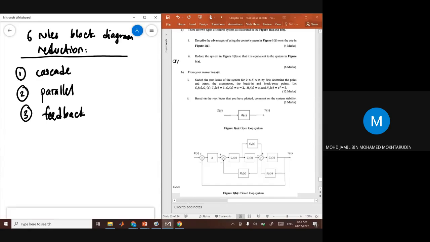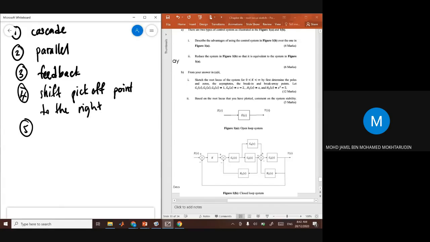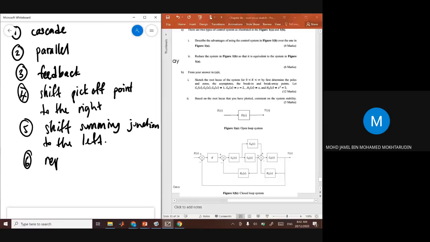If you cannot find any more of these 3, then you need to shift pick-off point to the right. And then number 5, shift summing junction to the left. And lastly, repeat the process until you get a simplified block diagram.